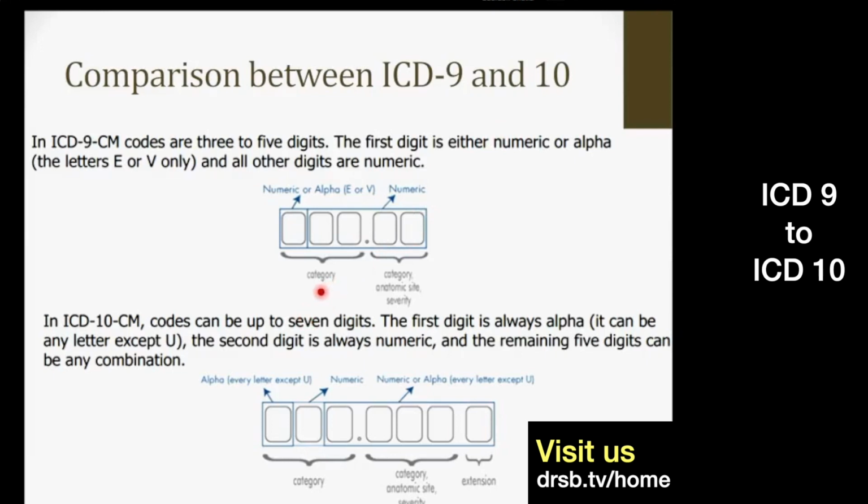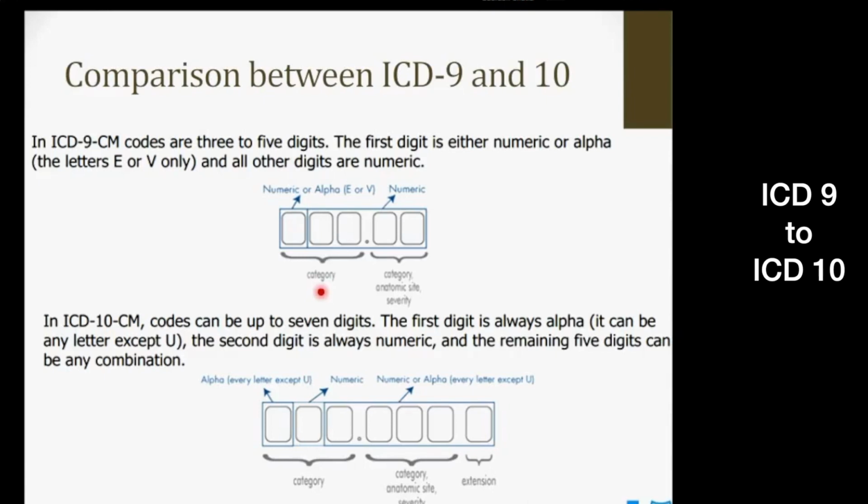The first three overall form the category of the disease. So whatever the code is before the dot, it is the category of the disease. And after the dot, there is some kind of description about the disease, which can be about the category, the anatomic site, or the severity of the disease.